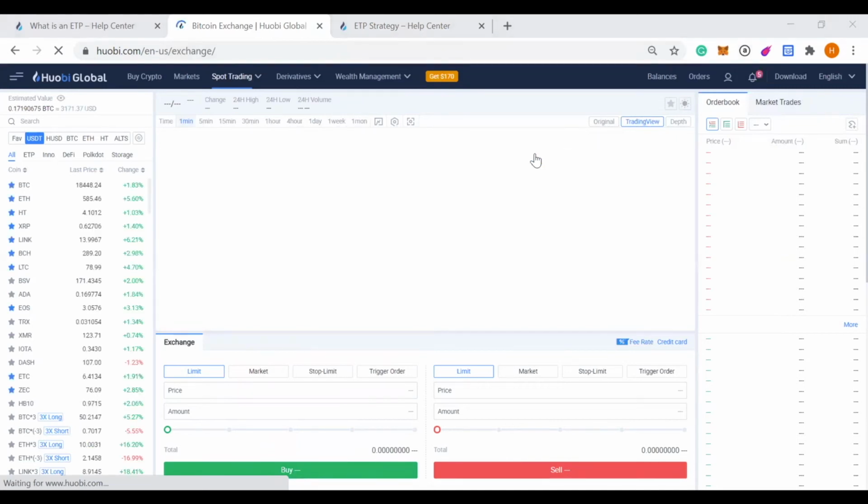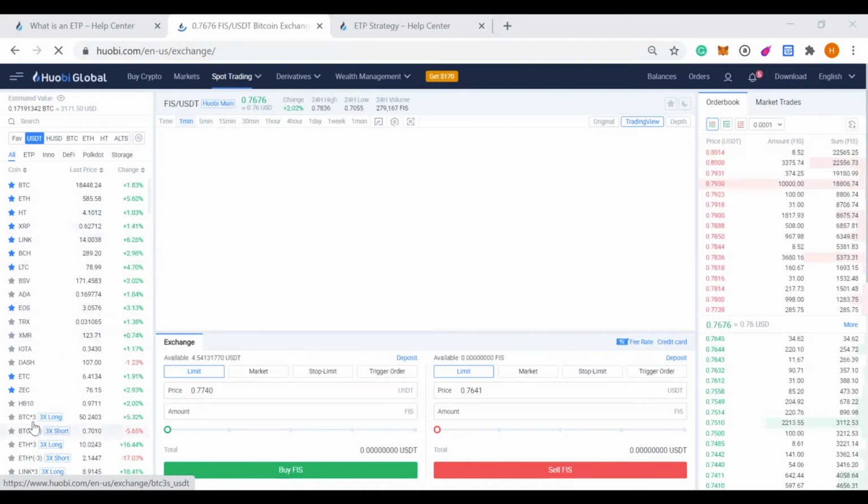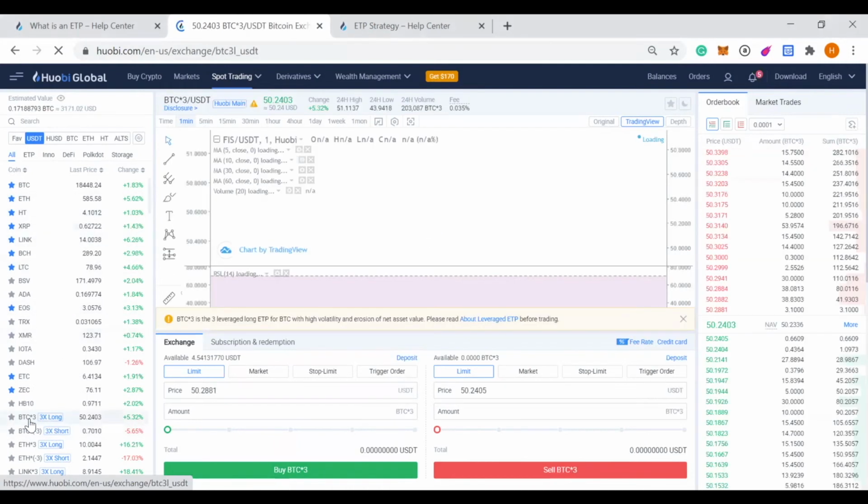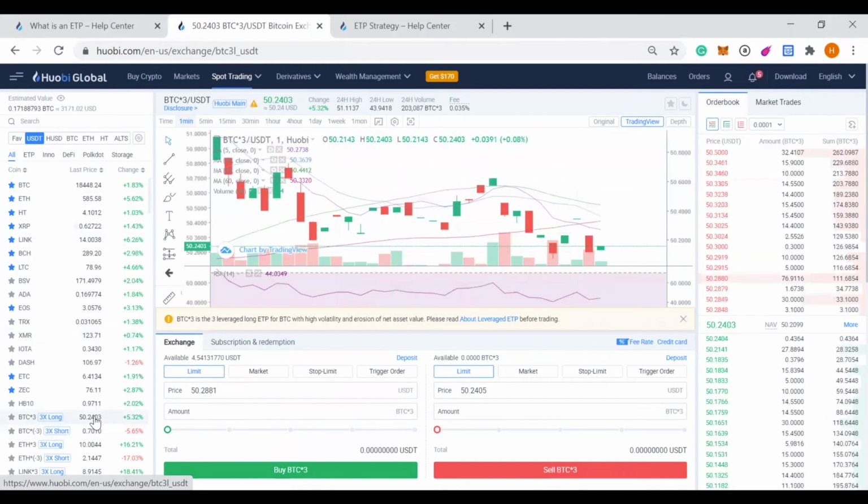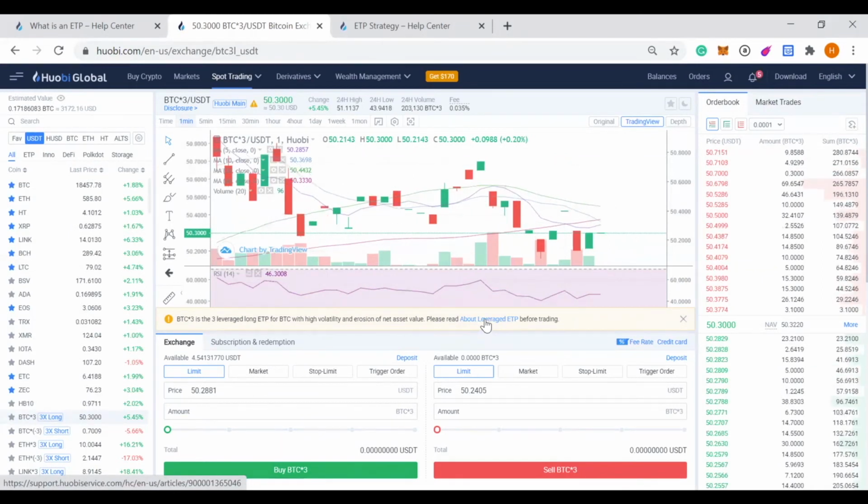All right, and once that loads, you'll see on the left-hand side all the tokens. As you see here, where it says BTC asterisk 3, this is an ETP. And again, it even tells you here that BTC times 3 is a leveraged long ETP for BTC, has volatility. If you want to read what we just went over in more detail, you just click this little highlighted link, and it'll take you right there.